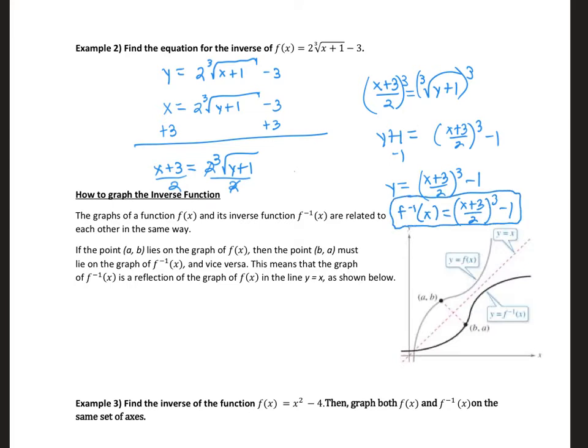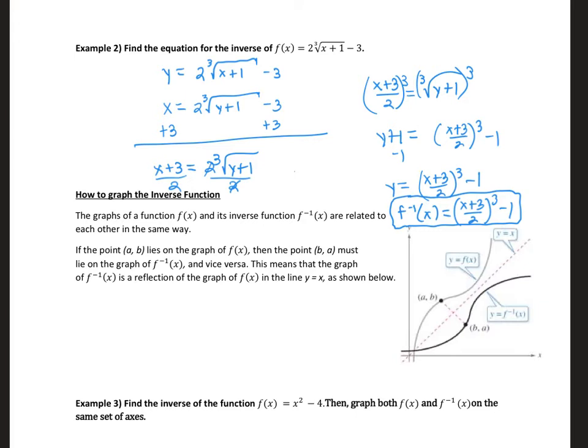Now in this next section, we're going to look at how to graph inverse functions. Recall that the graph of a function f of x and its inverse function have a relationship. That relationship is that the domain of my function now becomes the range of my inverse function, and the range of my function becomes the domain of my inverse function. So that simply means that the points that lie on the graph of my function are going to be flip-flopped when it comes to the graph of my inverse function and vice versa.